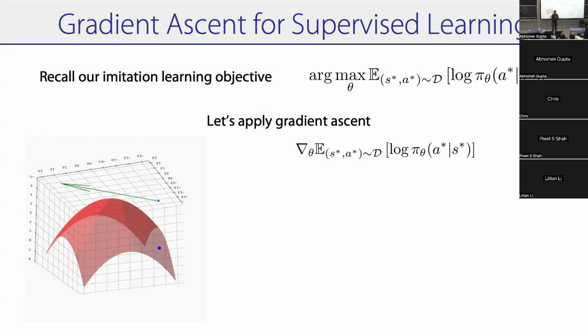Does anyone have a simple expression for this gradient? Like, what does it look like? You want to compute a gradient of this expectation under the log probabilities, for example, of S star, A star. I want to express it in a simple form that I can evaluate and compute rapidly. How would I?